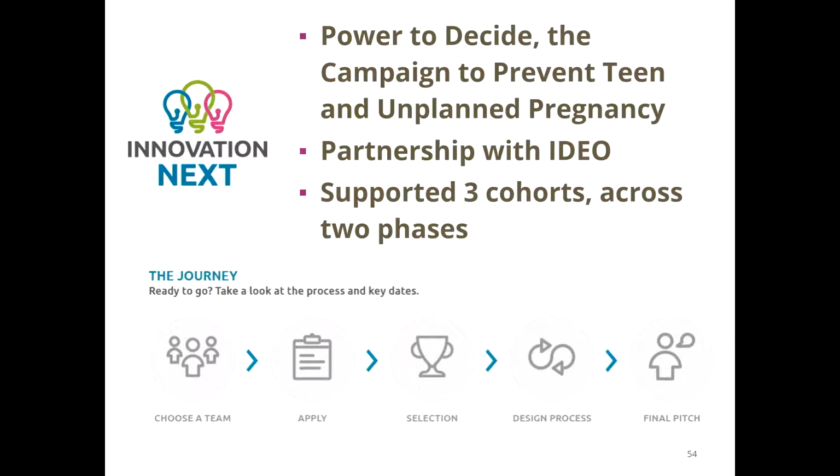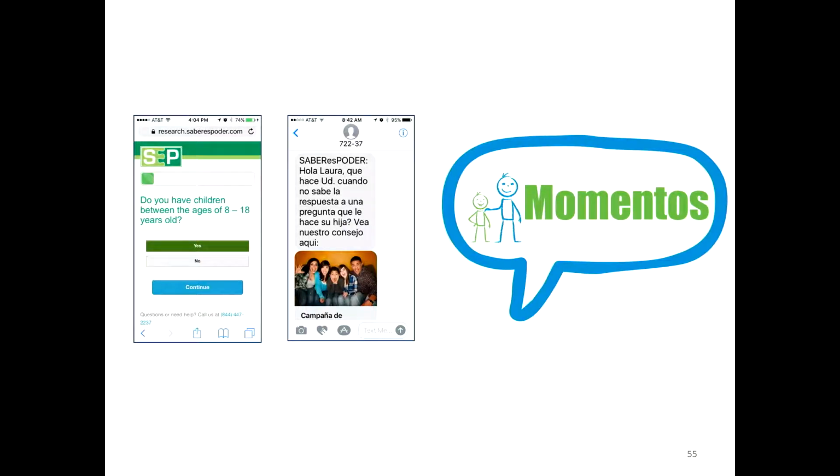One of them is Power to Decide, the national campaign to prevent teen pregnancy. They are partnered with IDEO, which is a design firm, and they're supporting technology-based innovations to prevent teen pregnancy. To date, they've supported 3 cohorts across 2 phases. They've used the human-centered design process with these innovators to come up with possible prototype solutions, and they've come up with a couple of apps, one of which is an emerging project designed by Hispanic parents for Hispanic parents.